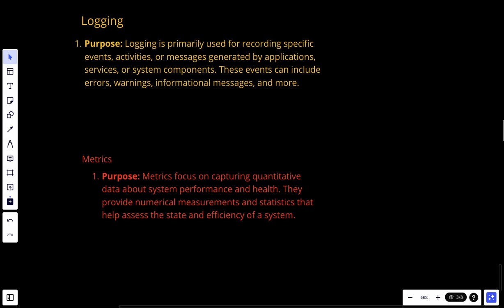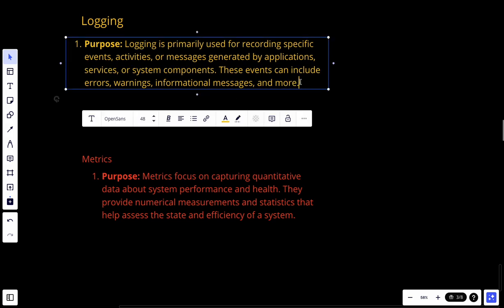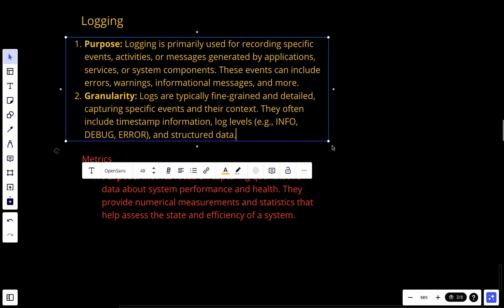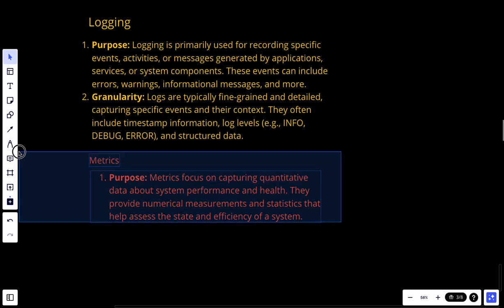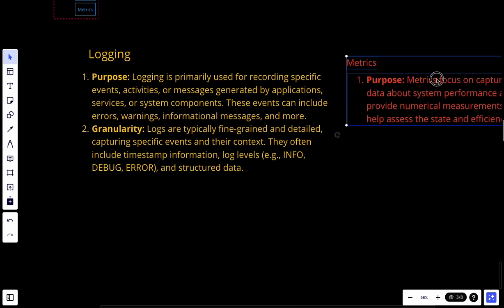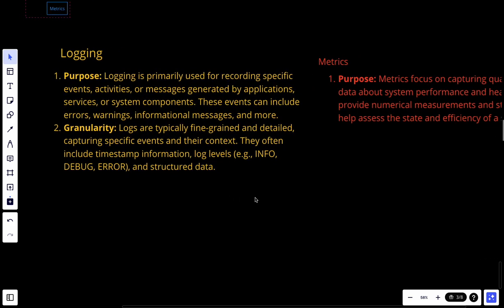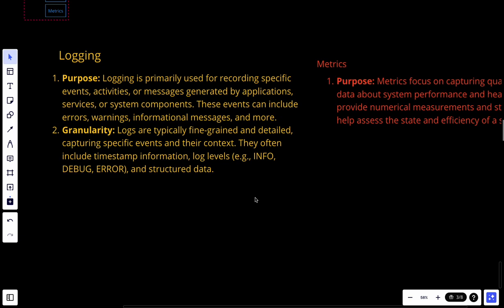In the actual, let's talk about the generality. The logs are typically fine-grained and detailed, capturing specific events and their context. They often include timestamp information, log levels like info, debug, error, and structured data, and so on and so forth. So they are really low level, and the metrics are a high level view of the system.